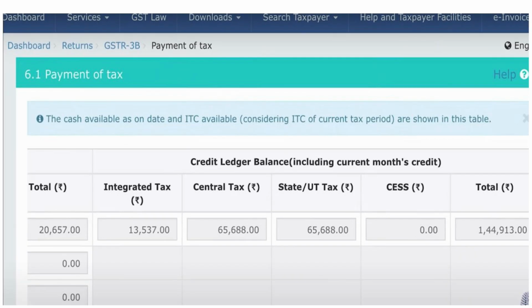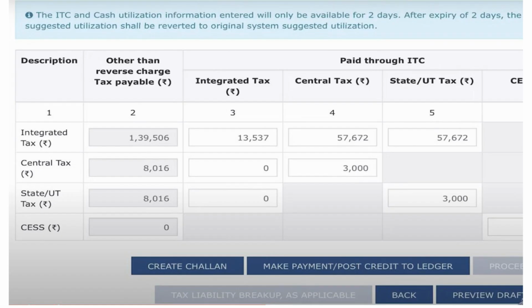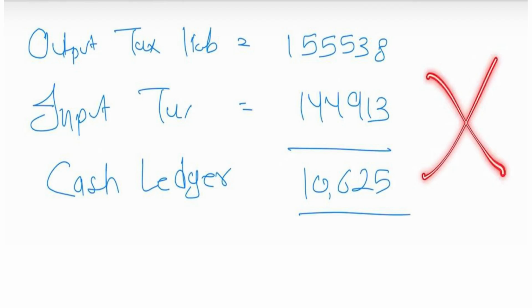This credit ledger, sir. This is the balance which I have. 1,44,913. So कितना है? 20,657 cash ledger balance. And credit ledger balance is 1,44,913. This is the liability. What is the liability? 139,506, 8,000, 8,000. This is the liability. Now, can I do it?